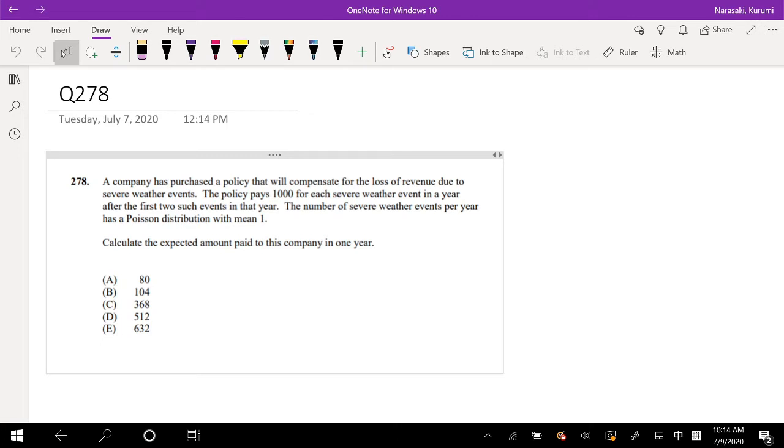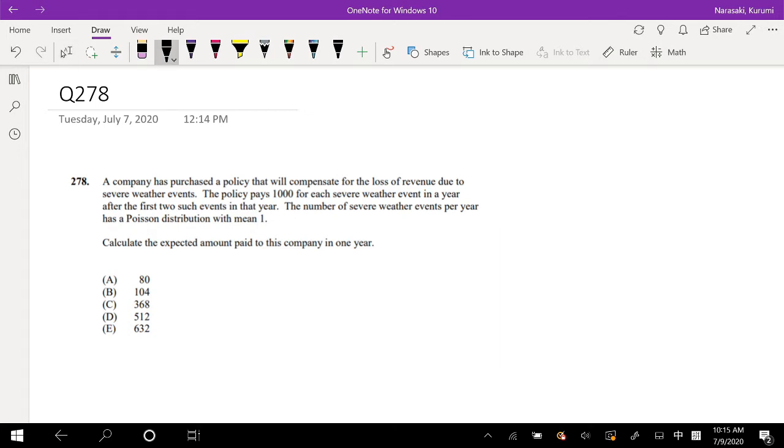A company has purchased a policy that will compensate for the loss of revenue due to severe weather events. The policy pays $1,000 for each severe event in a year after two such events in that year. So that just basically says after two severe events, they will pay $1,000 each after that. The number of severe weather events per year has a Poisson distribution with the mean 1. Calculate the expected amount paid to this company in 1 year.